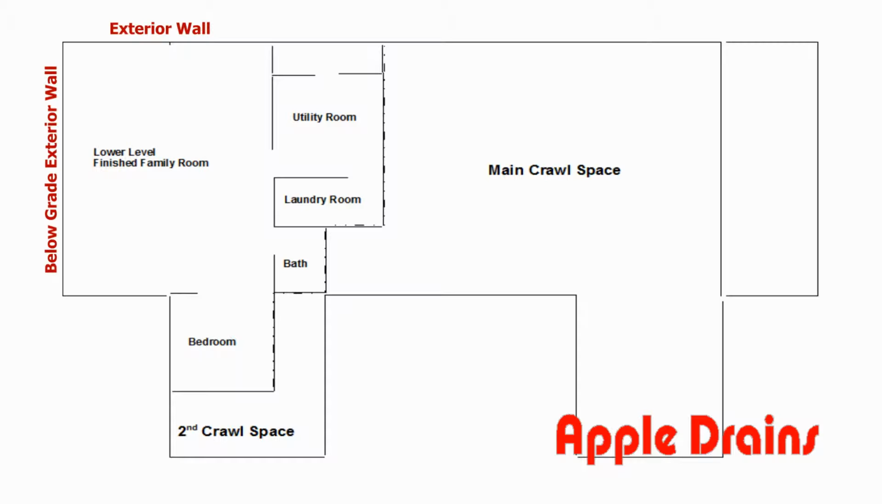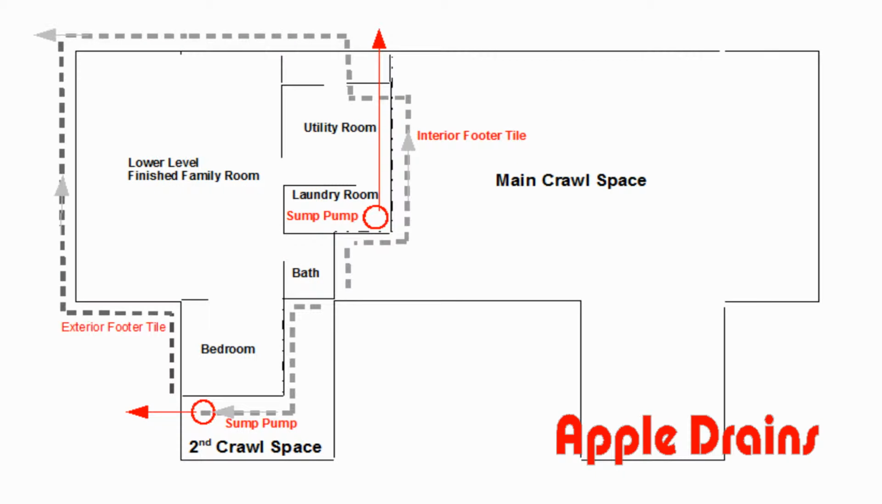Here's the drawing of the floor plan of the home that we are working on. The problem was that water was coming up through the floor inside the bathroom of the lower level. So the first thing that we do is we explore to find the existing footer tile system.